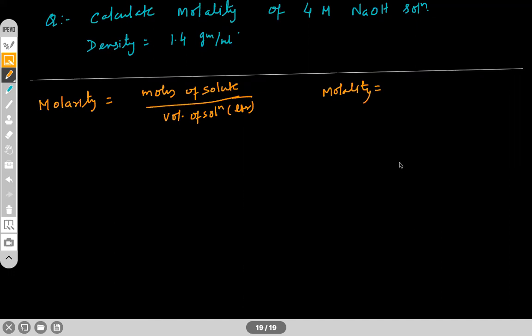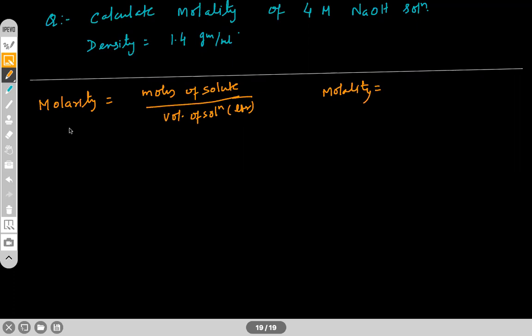Anyways, so what I'm going to do, I'm not going to solve this question directly. We'll obviously see this question, but I'm discussing one concept here, how to get the relation of molarity, molality, and density. Are you getting it? I'm trying to establish the relation of molarity, molality with the density of solution.